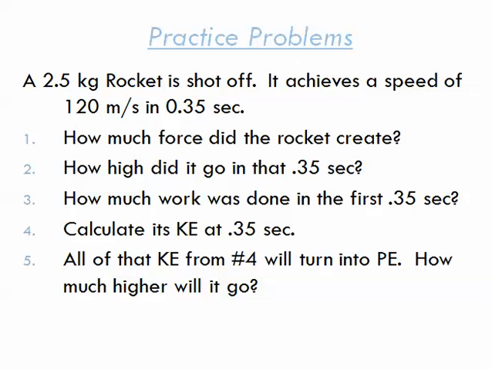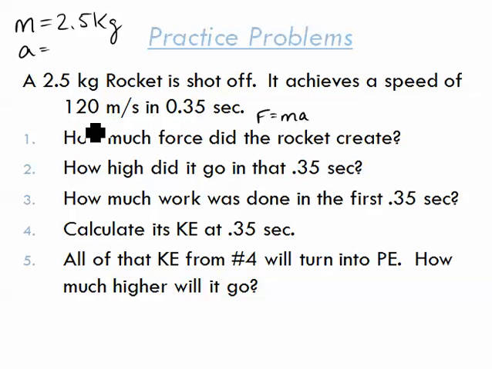All right, I've got a couple practice problems here. A 2.5 kilogram rocket is shot off. It achieves a speed of 120 meters per second in 0.35 seconds. So, how much force did the rocket create? Well, force, as we know, is equal to m times a. I know the mass of the rocket. What I don't know is the acceleration.